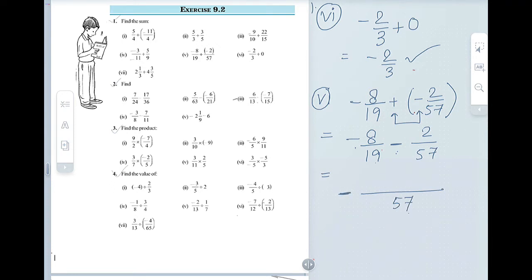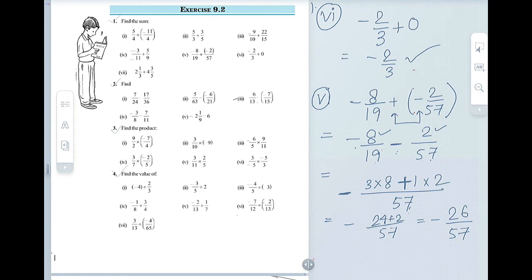So 19 will divide 57, you will get 3, and 3 will be multiplied by the first numerator. Keep in your mind, always addition will be there, because the operation is addition, and the sign is always minus. 57 will divide 57, 1, and 1 will multiply 2. So you are getting minus 24 plus 2 by 57. At last you are getting 26 by 57, before that a minus sign. So minus 26 by 57 will be the answer of this question. In this way we will solve the sum.